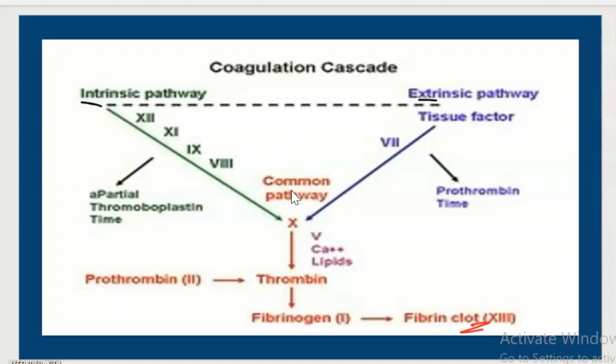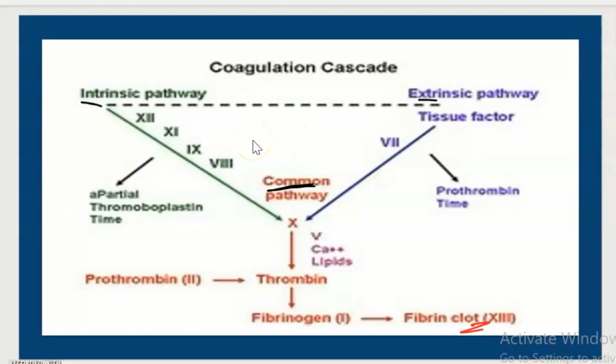The third one is the common pathway. This is where the intrinsic and extrinsic pathway meet to form a clot. So as the name suggests, this common pathway is common in both intrinsic and extrinsic pathway.